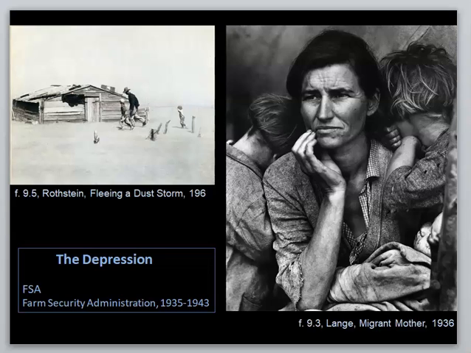But in the Midwest, there are going to be lots of farmers that, due to droughts that occur at the same time, are going to lose their property and become migrant workers themselves, moving from place to place. To deal with this situation, President Roosevelt comes up with what he calls the New Deal to give relief to the people of the United States.